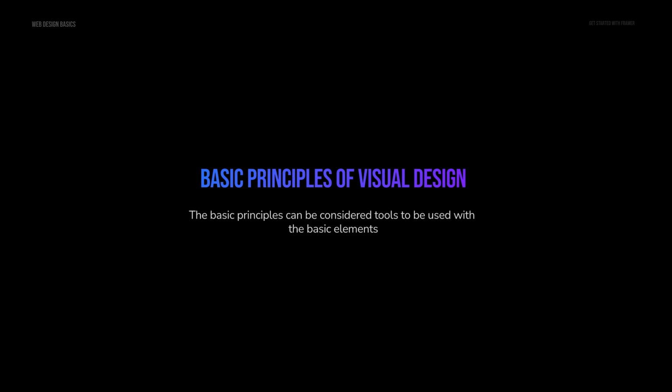And if you're going to design, it's good to be familiar with the basic elements and principles of visual design. So the basic elements of visual design, these are the elements used to create a visual design. They are points and lines, shapes, color, texture, typography, and form. And the basic principles of visual design, these are considered tools to be used with the basic elements. And some of these basic principles are unity, gestalt, space, hierarchy, balance, contrast, scale, dominance, and similarity.